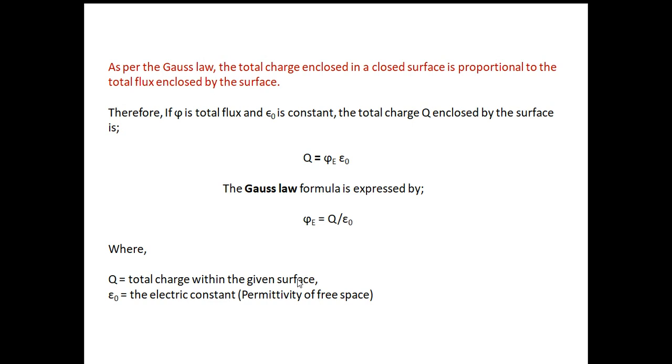As per Gauss's law, the total charge enclosed in a closed surface is proportional to the total flux through the surface. Therefore, if phi E is the total flux and epsilon 0 is the electric constant, then I can write Q is equal to phi E times epsilon 0, or Gauss's law can be expressed simply without any integration: phi E is equal to Q upon epsilon 0.